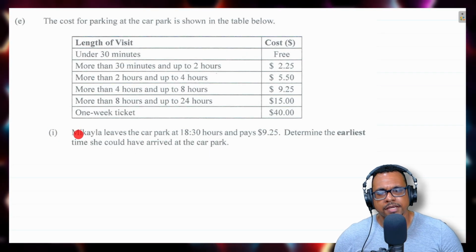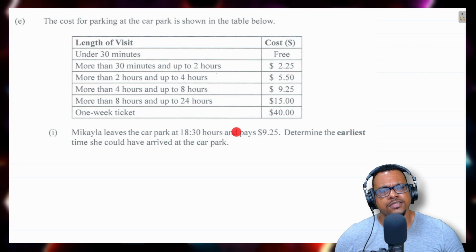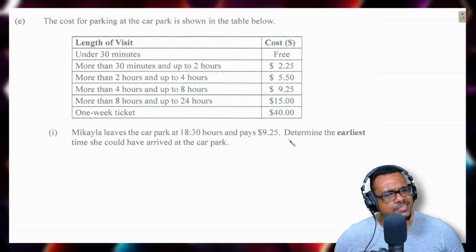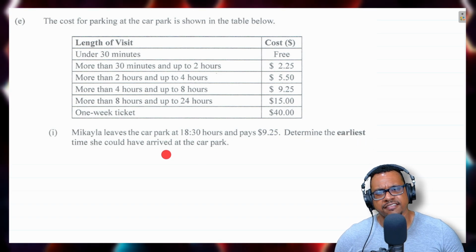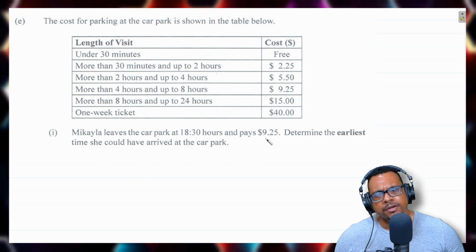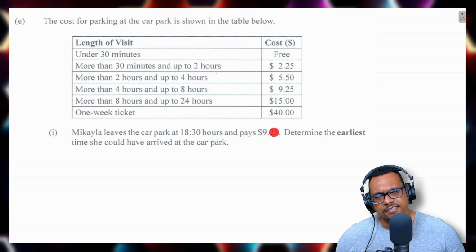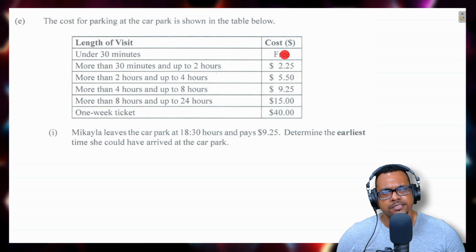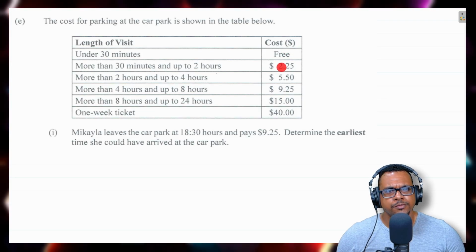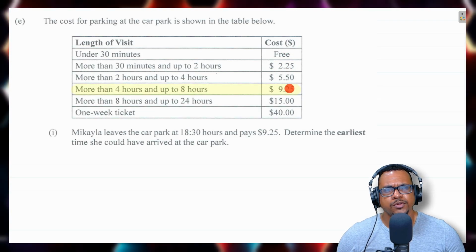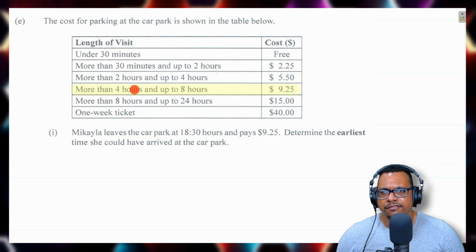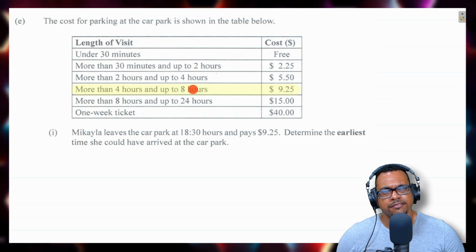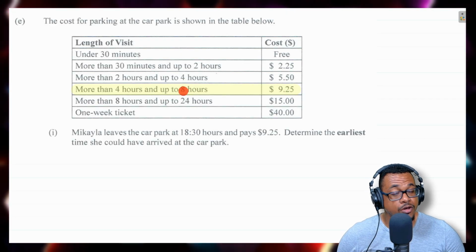So for part 1, we have Michaela leaves the car park at 18:30 hours and pays $9.25. So they want us to determine the earliest time she could arrive at the car park. So if we look at the money that she pays, which is $9.25, and try to find out where that falls here. So we have under 30 minutes is free, but more than 30 minutes up to 2 hours is this price, and we see the $9.25 here. So that's more than 4 hours and up to 8 hours. So the maximum amount of time she could spend at the car park for $9.25 is 8 hours.